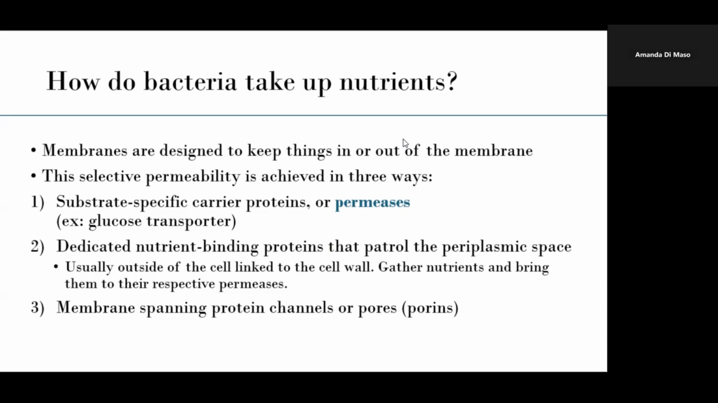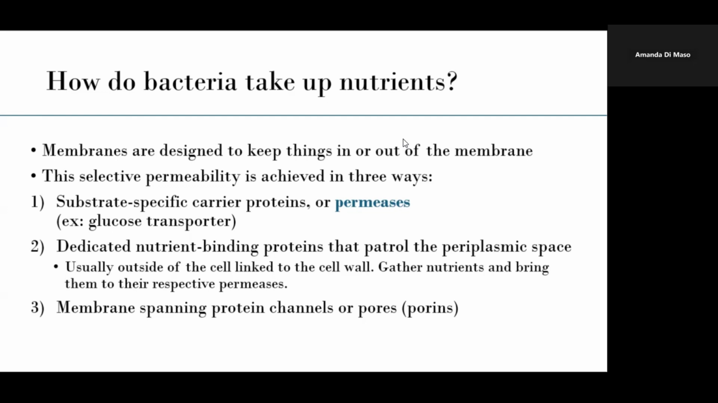You can have nutrient binding proteins. They're going to be in that periplasm between the 2 membranes of gram-negative bacteria. And they just kind of scan the area looking for nutrients. Then they grab them and bring them to a type of transporter that can bring them into the cell. And then we have porins.